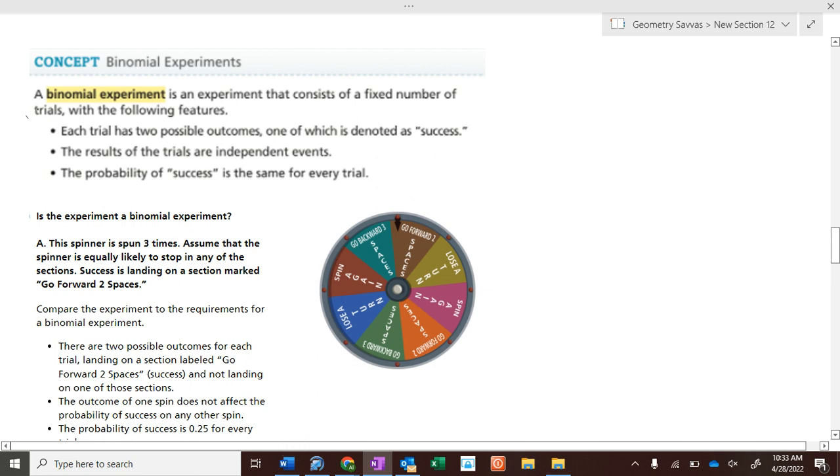A binomial experiment, we're just going to write this much, and I know that's not the whole definition, but the definition's so long, I'm not going to make you write all that.